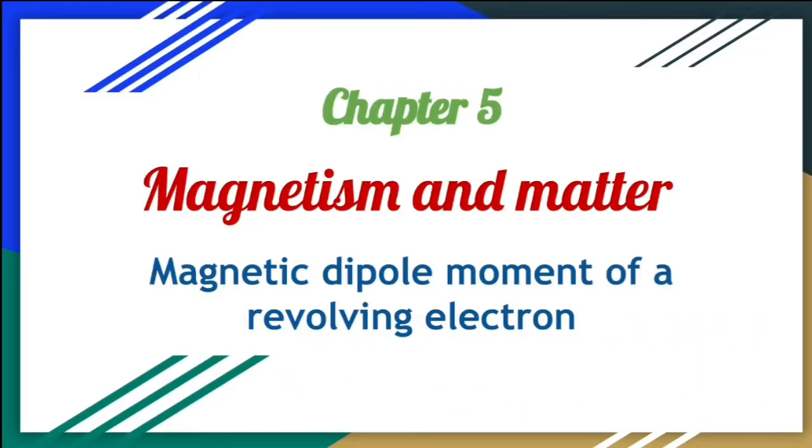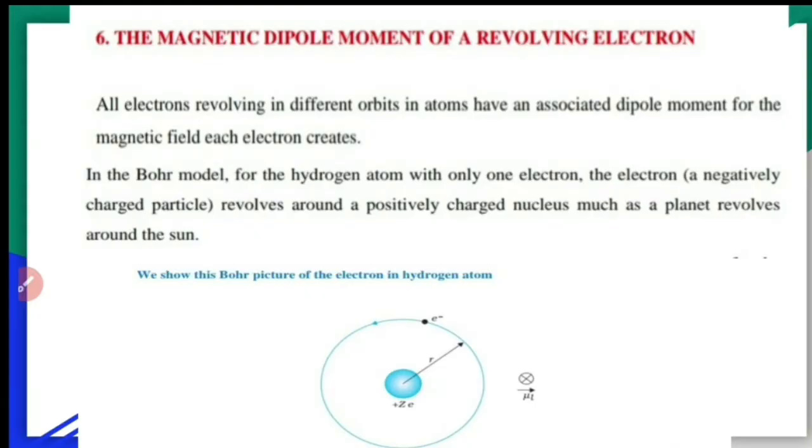Welcome to the next topic of chapter 5, that is magnetic dipole moment of a revolving electron. So that way we proceed. That means Ampere's suggestion that the real reason behind magnetism is the presence of circulating current.